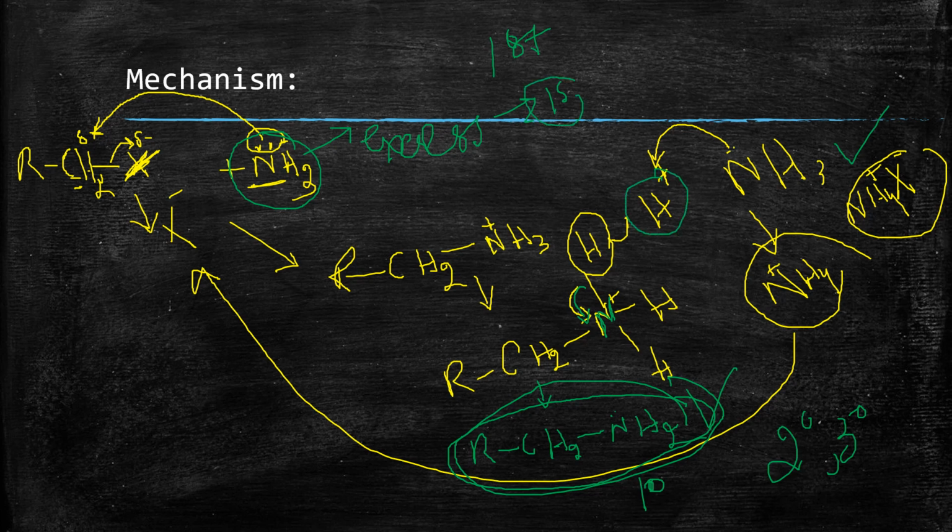Let me take the marker. It is taking this H positive. Here you can see ammonia is taking this H positive from this amine formed, right? So as a result of it, it is helping in keeping the reaction going in the forward direction.